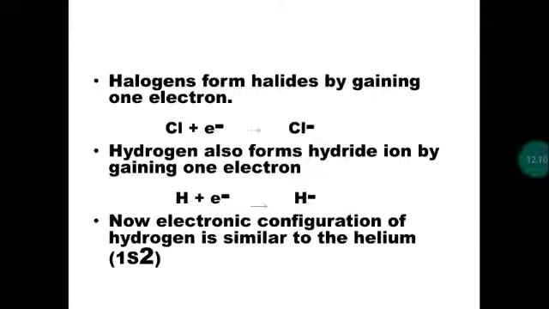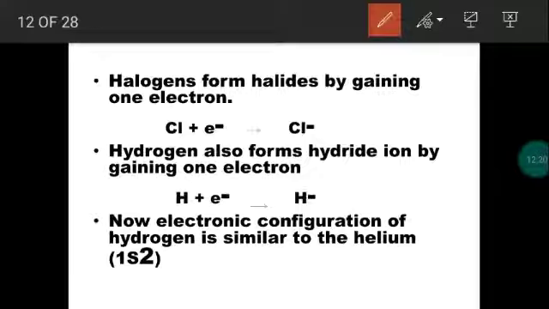Next, consider halogens: fluorine, chlorine, bromine, iodine. What about the tendency of halogens? Halogens have the tendency to achieve their nearest noble gas configuration by gaining an electron. Halogens are 17th group elements. When one gains an electron, it becomes like a noble gas. So they have the tendency of accepting or gaining an electron.